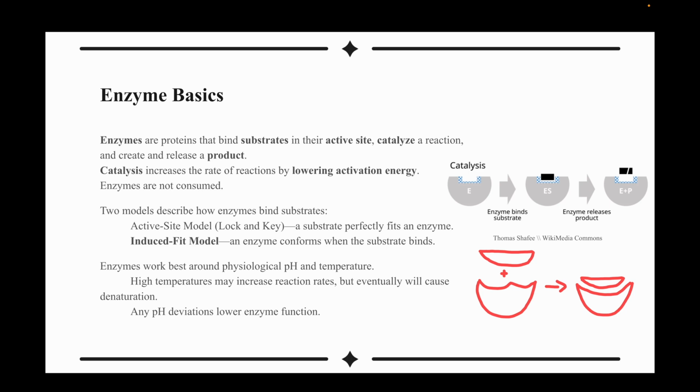High temperatures in general increase reaction rates, but eventually a high temperature will cause protein denaturation, and when an enzyme undergoes denaturation, it'll stop working. Any pH deviations will lower enzyme function. Remember, different enzymes have different ideal environments, whether it's the acidic environment of the stomach or the more neutral environment of the small intestine, but if you become too acidic or too basic compared to their ideal baseline, you're going to lower the enzyme function.